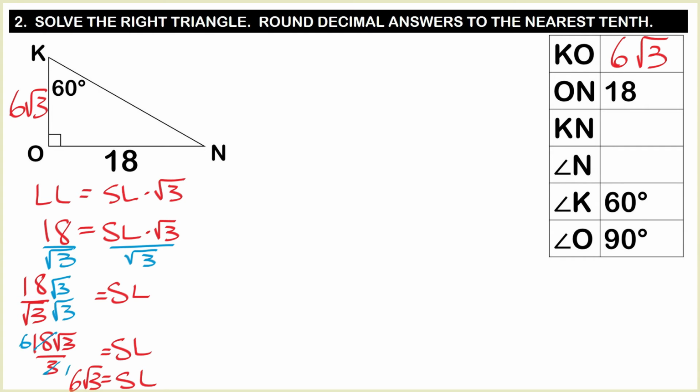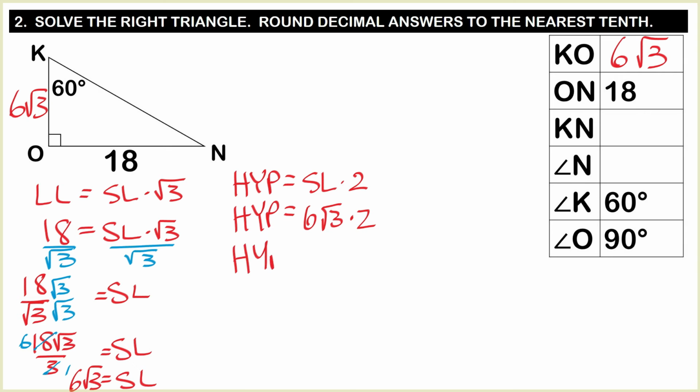Now I'm using the formula: the hypotenuse is equal to the shorter leg times 2. In my problem, I just found out that the shorter leg is 6 root 3. So my hypotenuse will be 6 root 3 times 2. So my hypotenuse is 12 root 3.